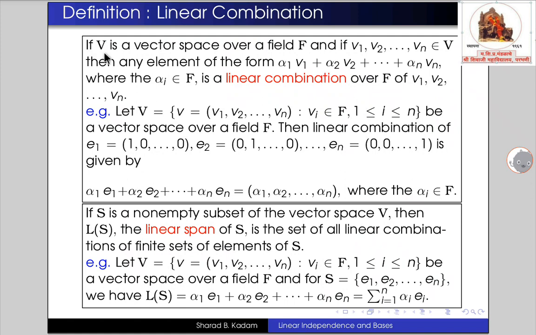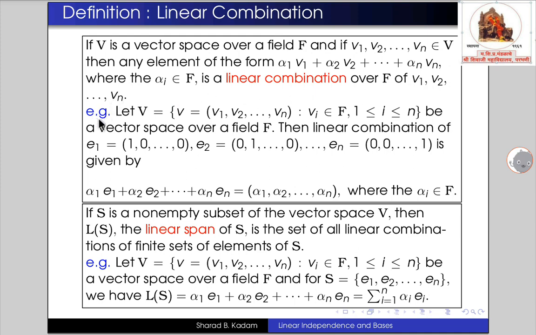So if V is a vector space over a field F and if v1, v2, ..., vn are vectors in V, then any element of the form alpha 1 into v1 plus alpha 2 into v2 plus so on up to plus alpha n vn, where the alpha i's belong to the field F, is a linear combination over the field F of the vectors v1, v2, ..., vn.